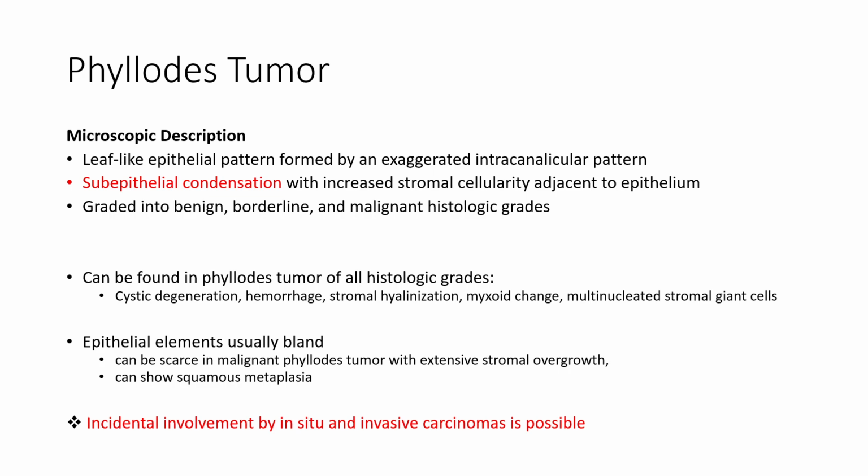And then at high power, you need to see whether you have some epithelial condensation. What does that mean? That means in the stroma close to the epithelial component, you will see more cells in that area and fewer cells when the stroma is far away from the epithelial component.